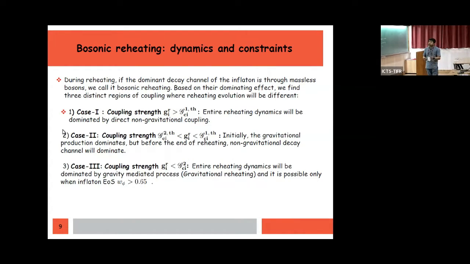And now when you have some intermediate coupling between g1 and g2 critical, then some portion is dominated by the gravitational one, but the end of the reheating is always dominated by the non-gravitational one. And in the third case, the coupling is less than your critical 2. In that case, the gravitational channel is always dominating, but you have to have an equation of state greater than 0.65. Otherwise, there is no gravitational reheating.